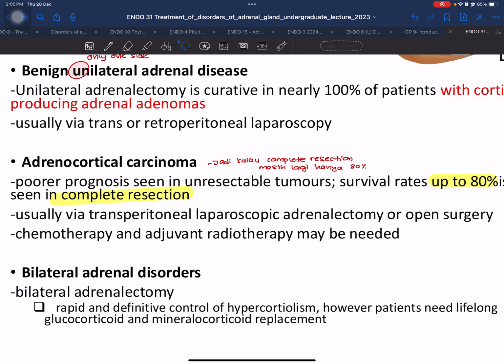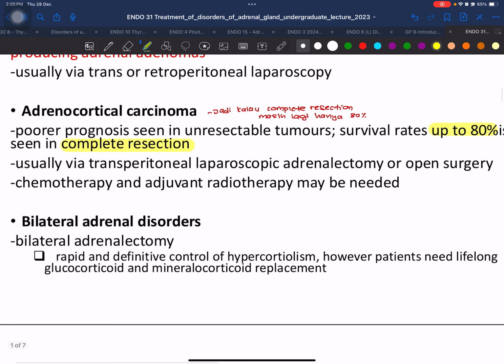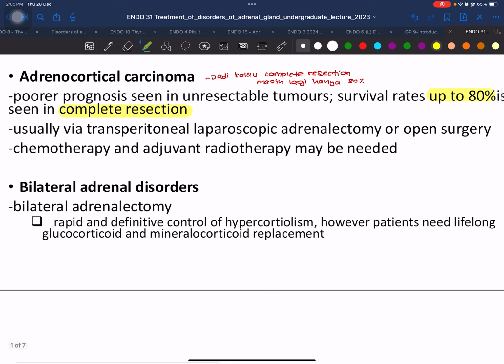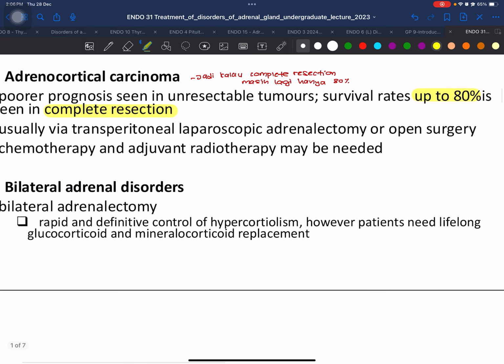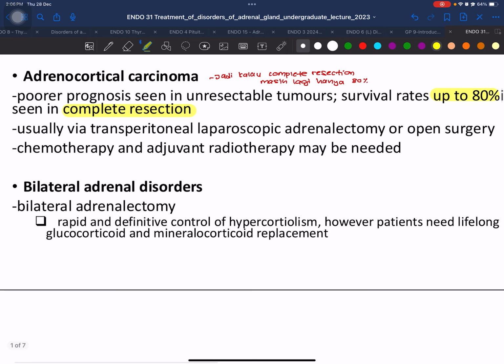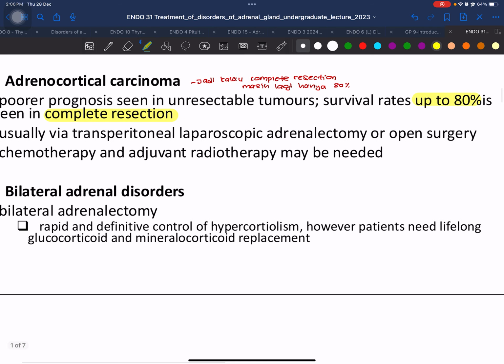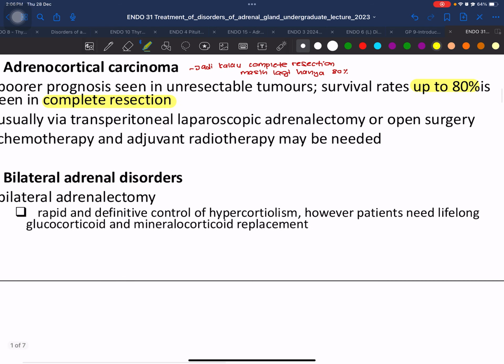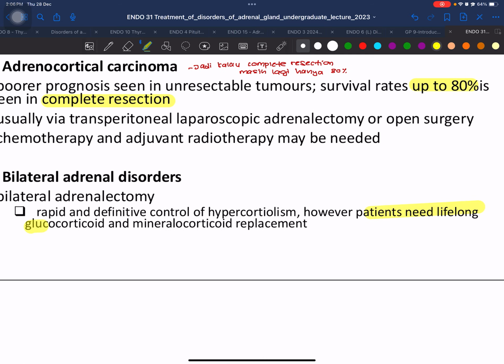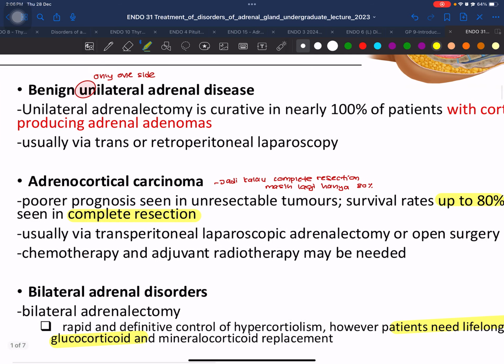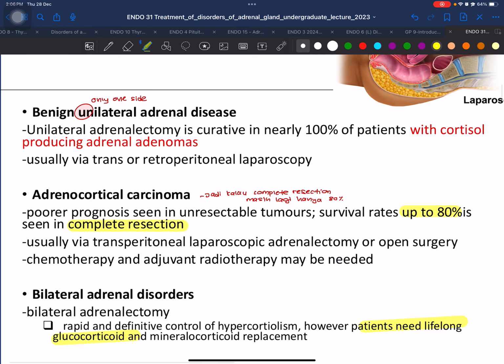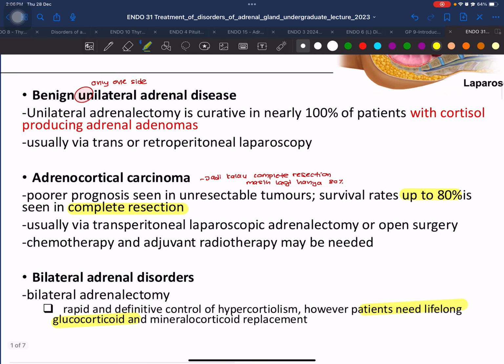Bilateral adrenal disorders, both sides. What we can do is potentially a bilateral adrenalectomy, whereby rapid and definitive control of hypercortisolism can be achieved. However, because you already removed both adrenal glands, there is no adrenal tissue to provide you with all the hormones required. So the patient would need lifelong glucocorticoid and mineralocorticoid replacement. This has to be done with caution, after careful thought and also discussion with the patient.